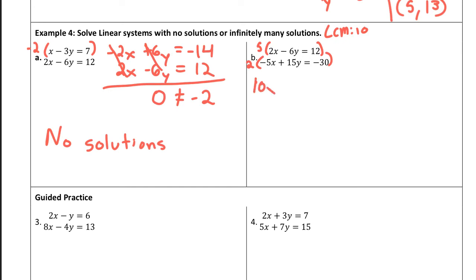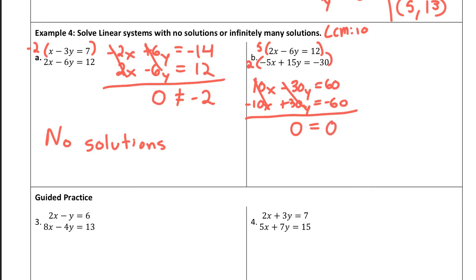So this becomes 10x minus 30y equals 60. And then negative 10x plus 30y equals negative 60. So you're going to notice something that happens here also. 10x minus 10x is 0. Negative 30y plus 30y is 0. That whole side is 0. 60 plus negative 60 is also 0. So this results in a true equation, meaning this has infinite solutions.